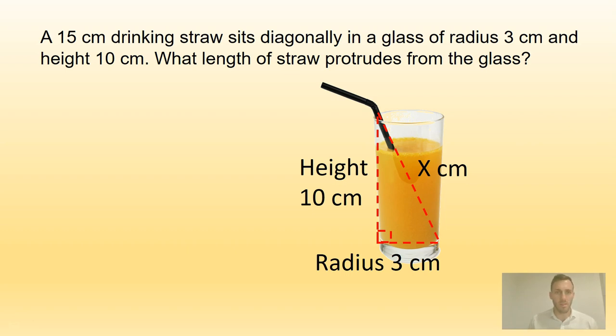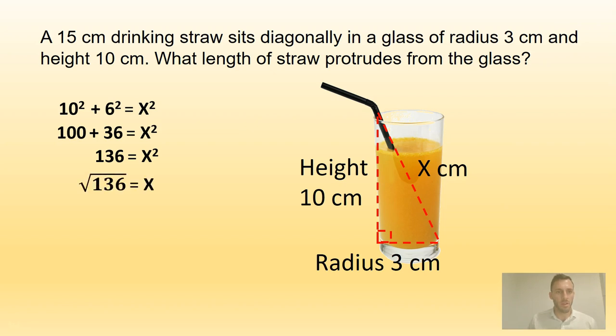And we can use Pythagoras' theorem to find the length of the straw inside the glass. So we write 10 squared plus 6 squared equals x squared, because x is the hypotenuse on the triangle we've drawn on the glass. Then we go 100 plus 36 equals x squared. And we get 136 equals x squared. We square root both sides, and we get x equals the square root of 136. Therefore, x equals 11.66 centimeters.